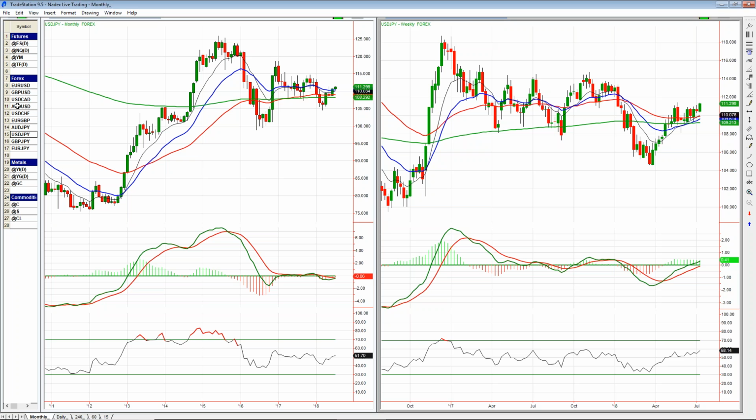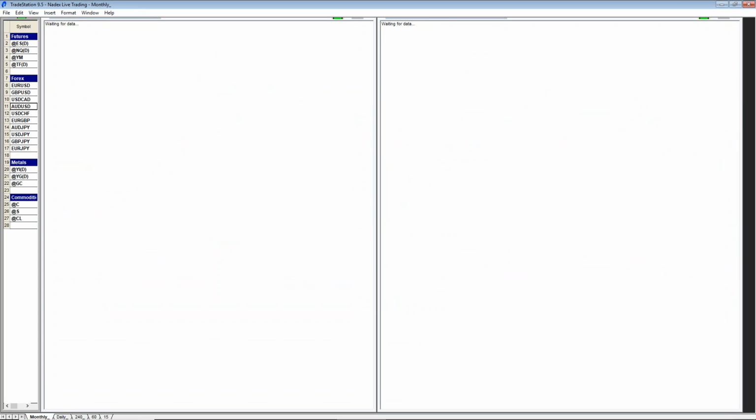Let's take a look at the Aussie dollar and see how things are stacking up there.